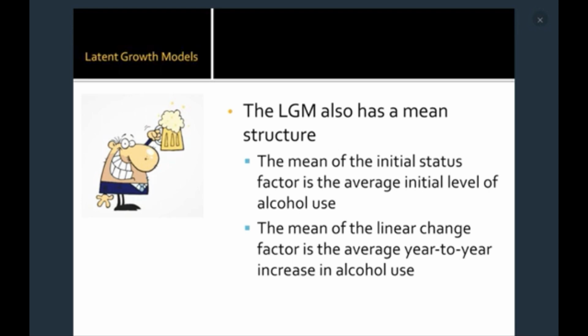So the mean for initial status is the average initial level of alcohol use, in year 1, across our sample according to our model, and then the linear change mean is the average year-to-year increase. So basically what we're doing is creating a model with an intercept and a slope. It's kind of like a regression line, but in this case it's a latent growth line. And what that is doing is giving us a line of prediction to then compare to our actual values, and thus judge our model for quality.